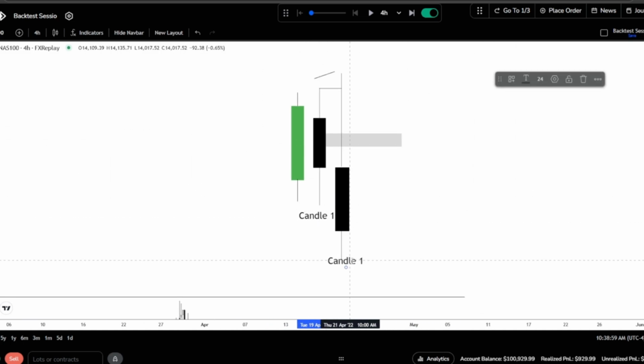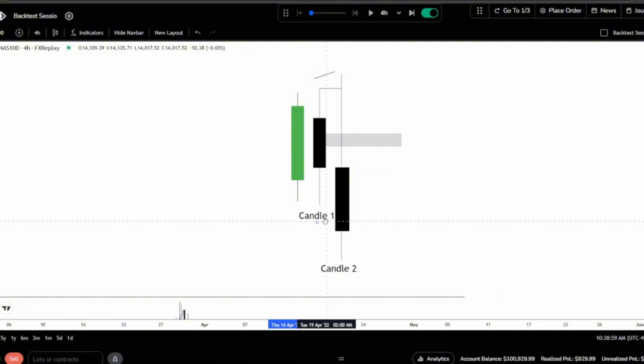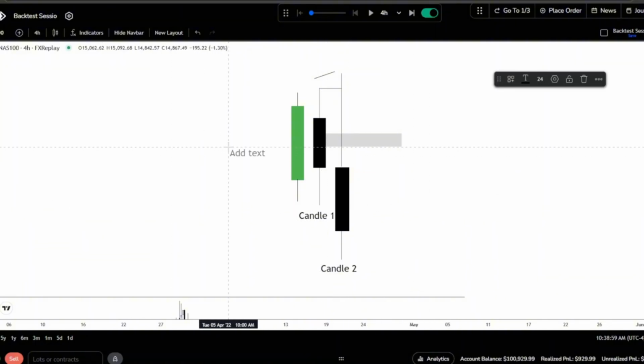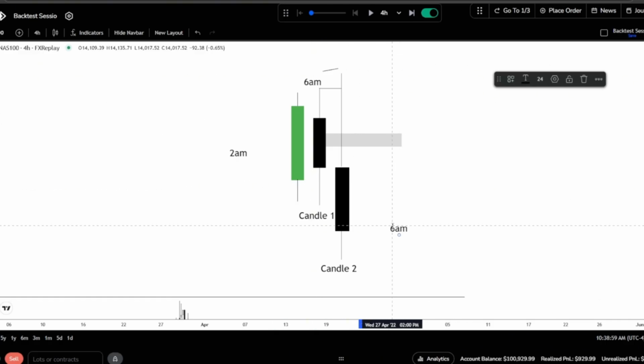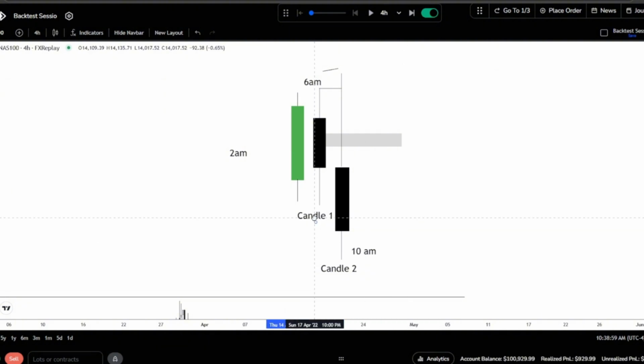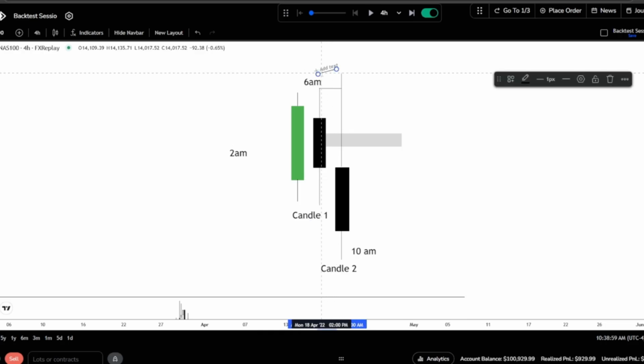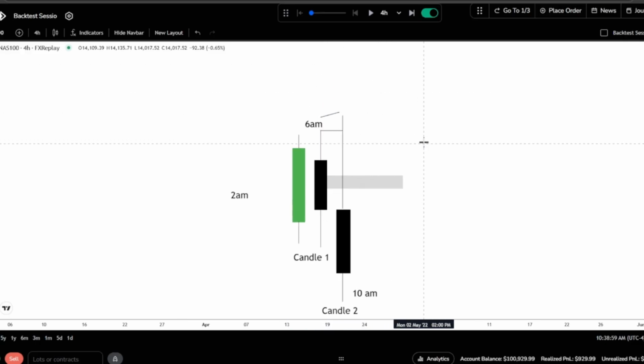Like it kind of makes sense, right? Let me just mark this out, and maybe I'll name the candles here. 2 a.m., 6 a.m., 10 a.m., right? So the 10 a.m. candle becomes the candle, quote unquote, 2, because that's the high of day which manipulated, right? So it's whatever candle that manipulates the accumulation candle, with SMT.